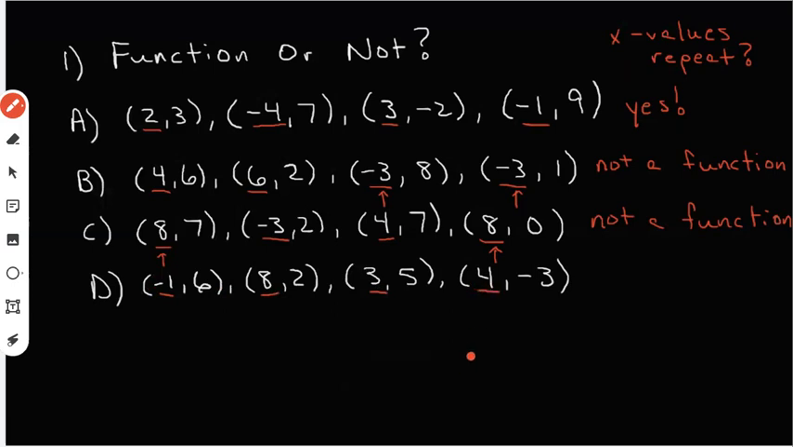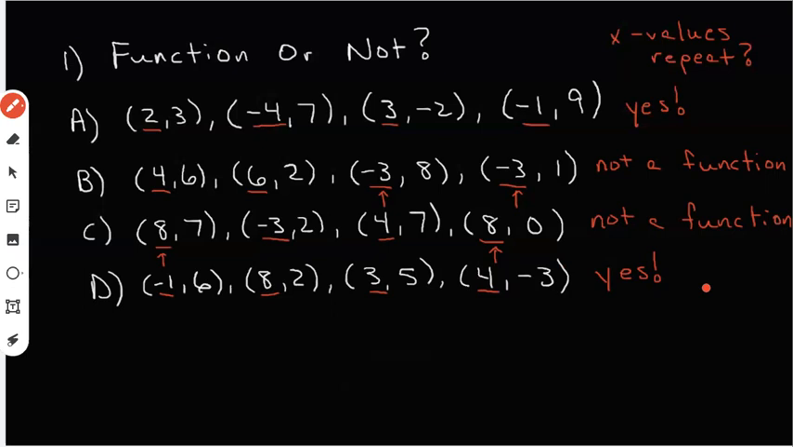So what I can determine from this is that the X values don't repeat themselves, right? Every single one is different. So we can say yes, this is a function, right? If I was to graph these points, they would actually pass the vertical line test.